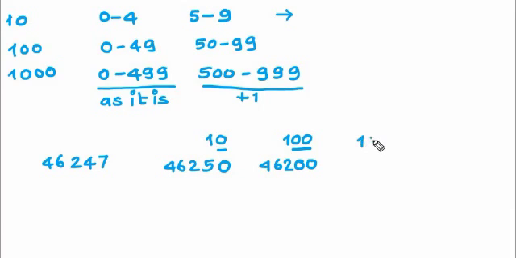Now if I want to do it to 1000, how many zeros? 3 zeros. So the last 3 digits become 0. And what are the last 3 digits? 247. Where does 247 fall? It falls here in this range. So the number to the left of 247, which is 46, remains as it is. And so our number becomes 46,000.